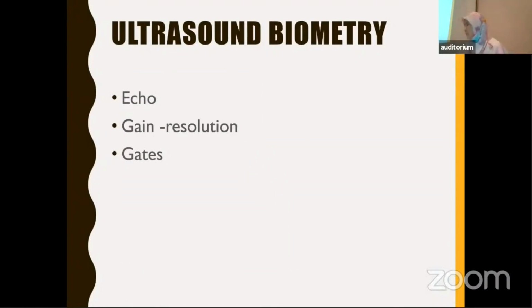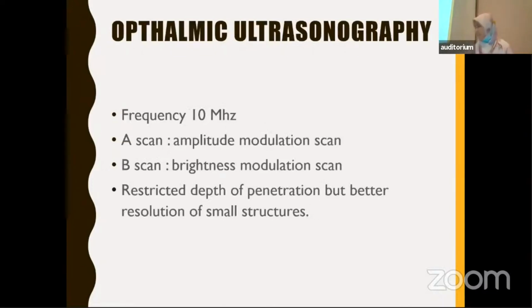When doing ultrasound biometry, we need to be familiar with all this. What is echo, gain, resolution, and gates? Echo. In ophthalmology, most A-scan and B-scan ultrasound probes use a frequency of approximately 10 megahertz that is pre-designed by the manufacturer.